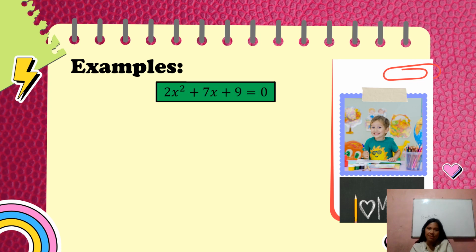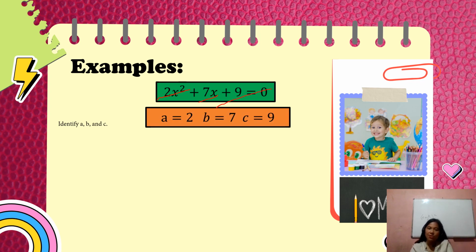Another example. 2x squared plus 7x plus 9 equals 0. Same step, write in standard form. However, it is already in standard form, so proceed. Identify the values of A, B, C. Since it is in standard form, just follow the order: 2, 7, and 9. So you have here, A is 2, B is 7, C is 9.